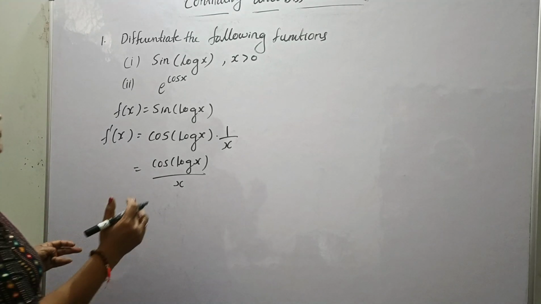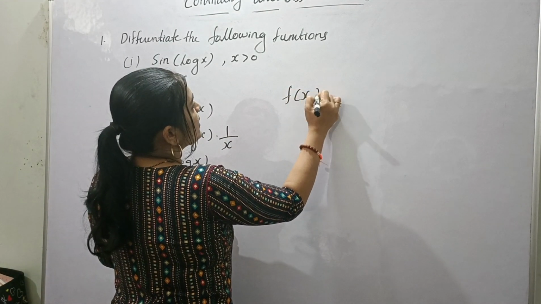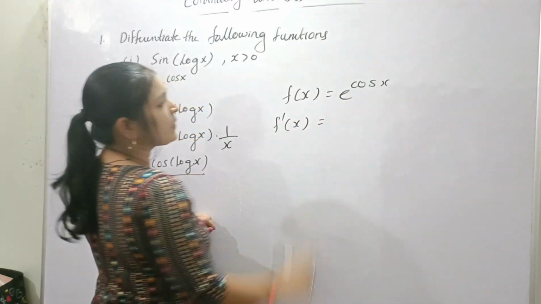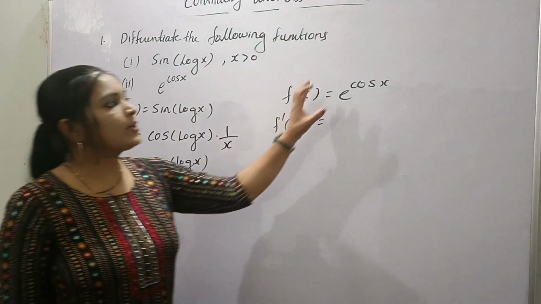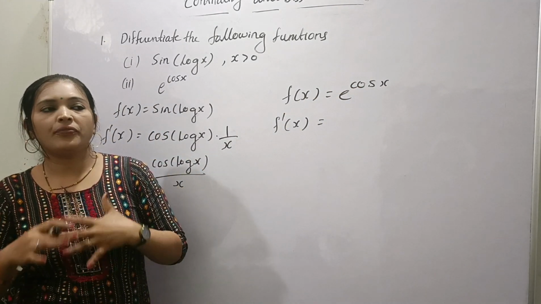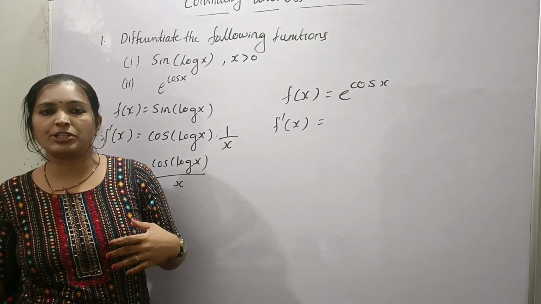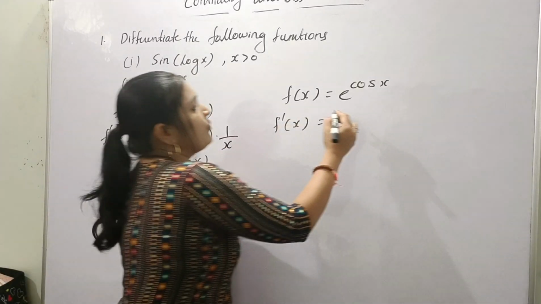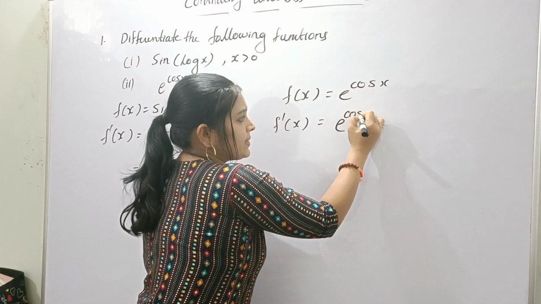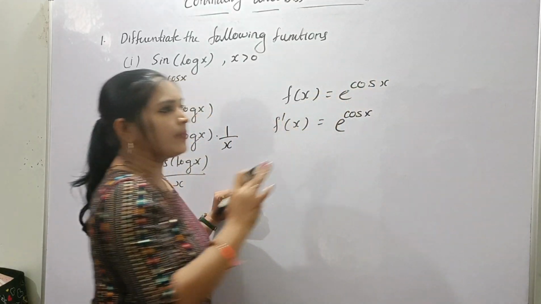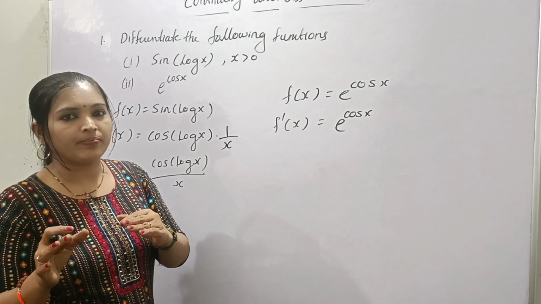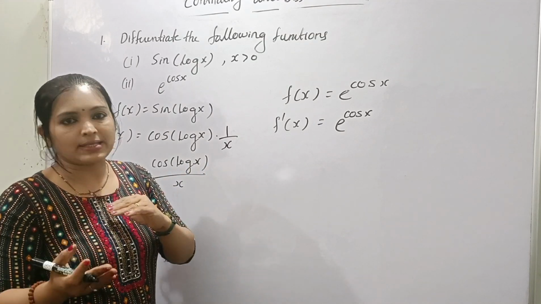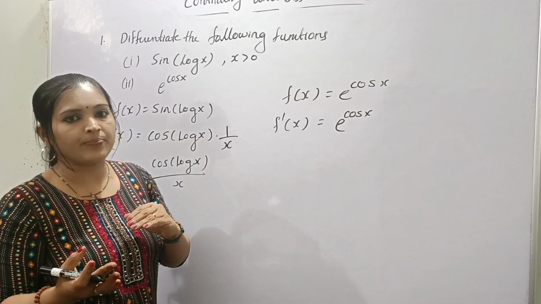Next, the second one: e raised to cos x. F of x is equal to e raised to cos x. So f dash of x is equal to, here consider cos x as x. If it is e raised to x, then what is the derivative? E raised to x, right? The derivative of e raised to x is e raised to x. So we will write e raised to cos x. You just consider cos x as x, so it will be e raised to x.